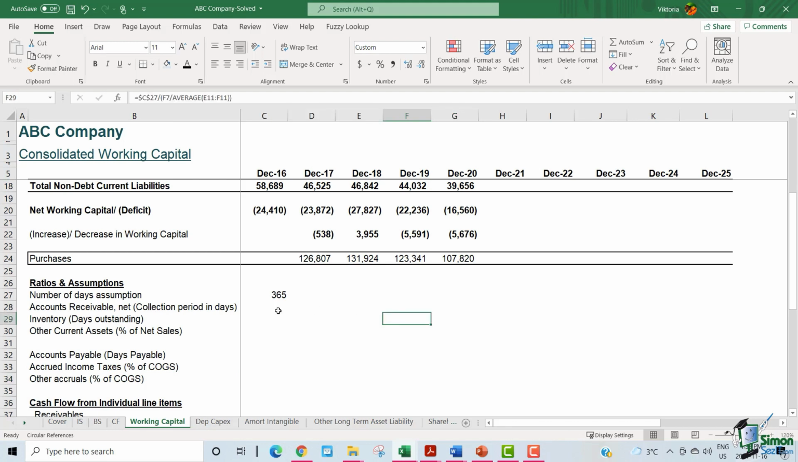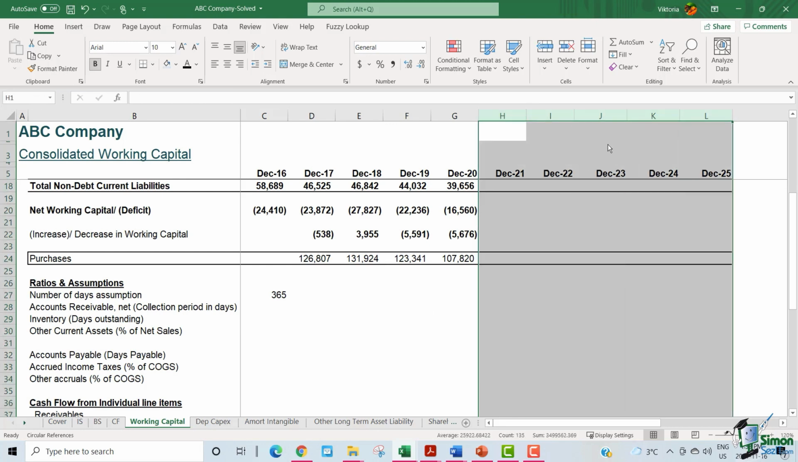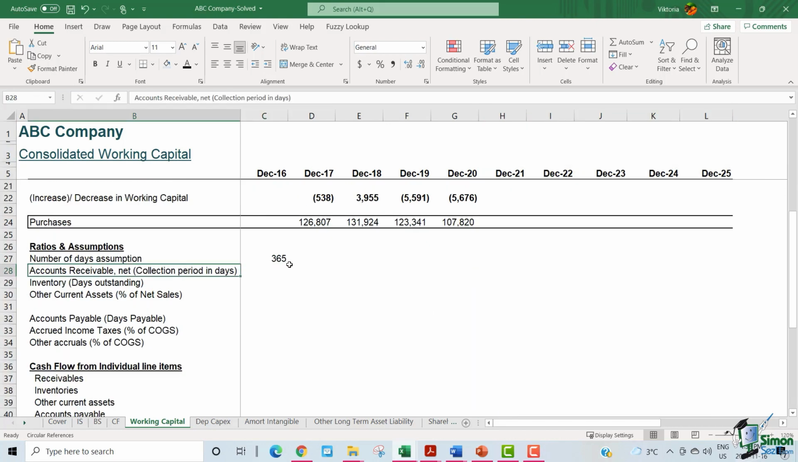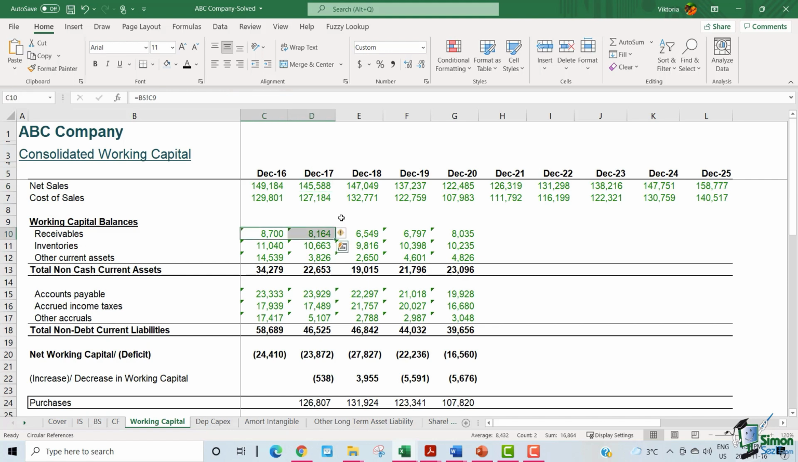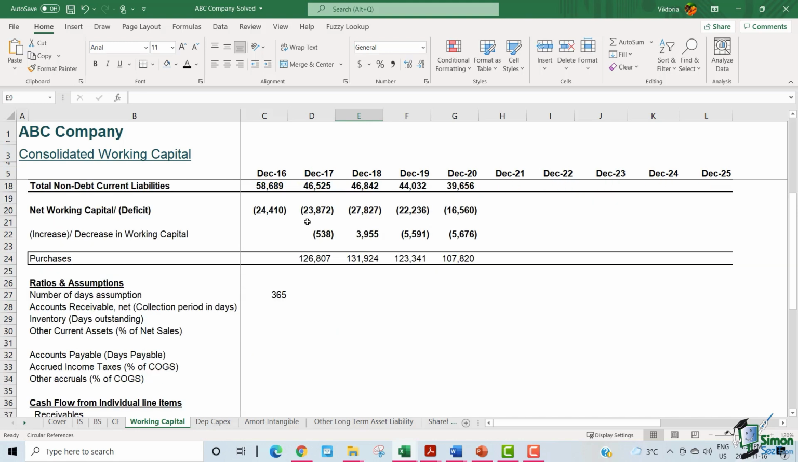Again, the idea here is to use the historical information we have available to forecast for the future. For 2017, to calculate the accounts receivable collection period in days, we need to calculate the average accounts receivable for 2016 and 2017 and divide the net sales of 2017 by the average number. In the second step, we will divide 365 by this number. This will then give us the accounts receivable collection period in days.